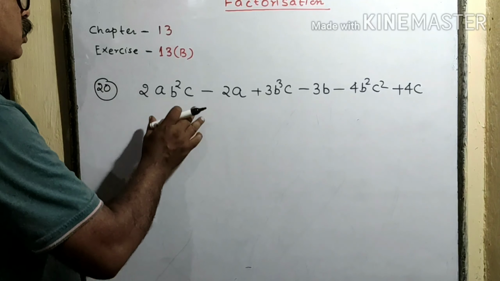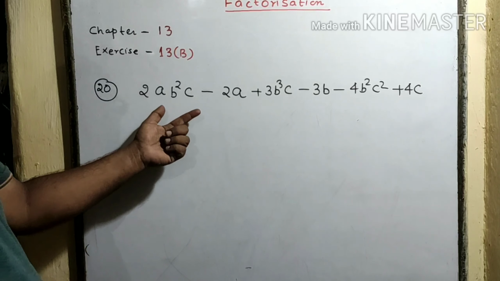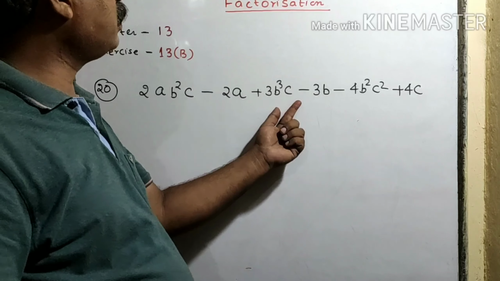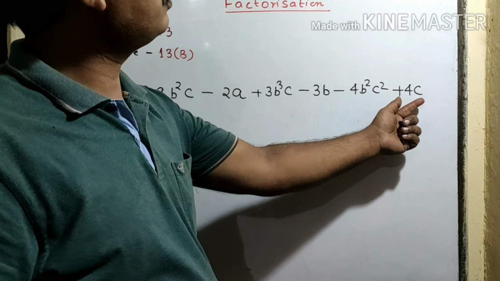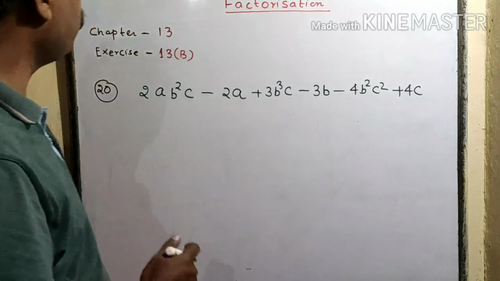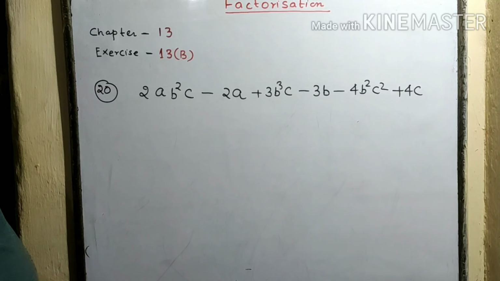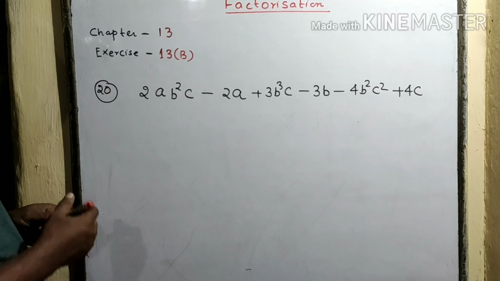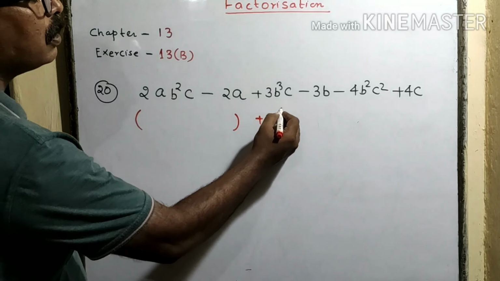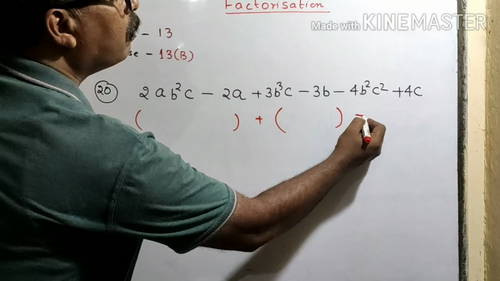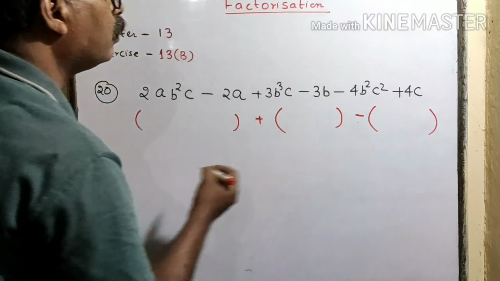So now we are in question number 20. 2ab square c minus 2a plus 3b square c minus 3b minus 4b square c square plus 4c. 6 terms are there. We'll make group. Here no interchange of places is needed. Directly we'll make group of this one. Like here, we'll make one group. We'll make another group. Minus will make one group.